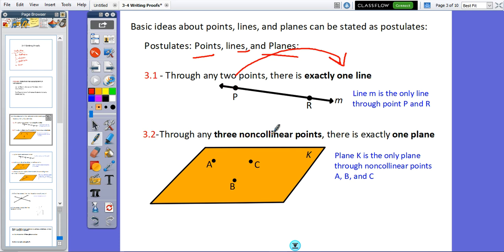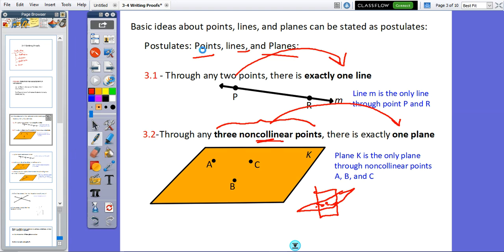And then 3.2 says through any 3 non-collinear points, and that's the key word here, non-collinear, they form exactly 1 plane. Now imagine if you had 3 points in a line. You can have multiple planes go through that. You can have planes that go this way, one that's slanted through it, diagonally. You can have multiple planes go through that. But when they're non-collinear, meaning not in the same line, they can only form 1 plane that connects them all.